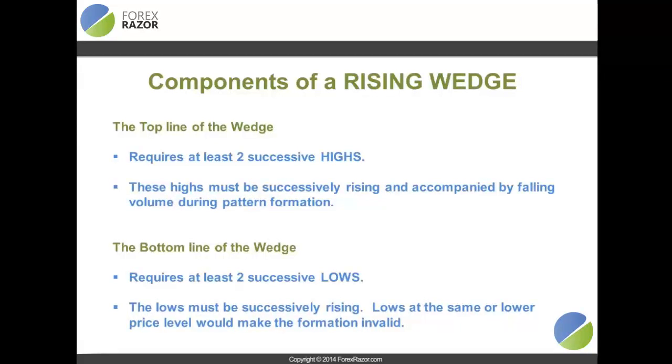Next is the bottom line of the wedge. This is formed by joining at least two successive lows in the series of peaks and troughs in a price move. These lows must be successively rising. If the lows are formed at the same or lower price levels, the formation would be considered invalid.